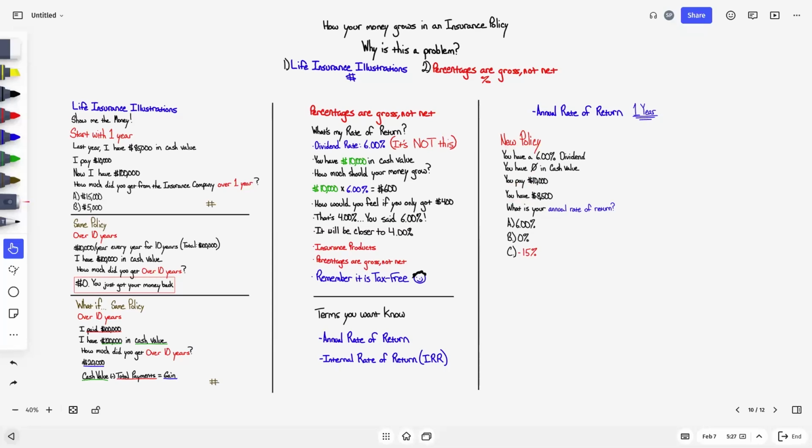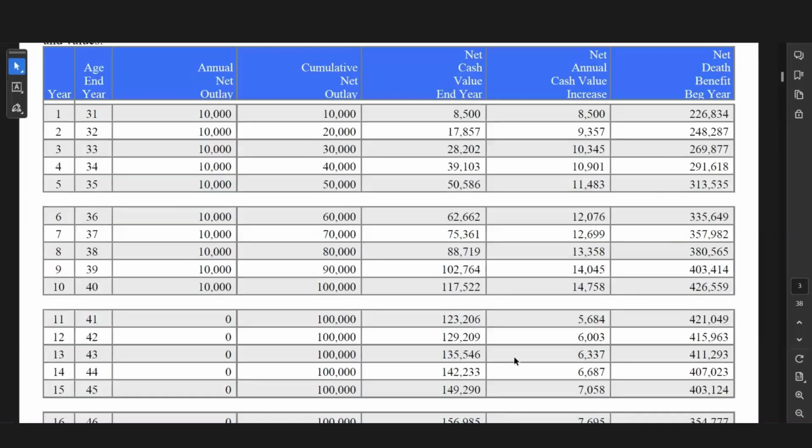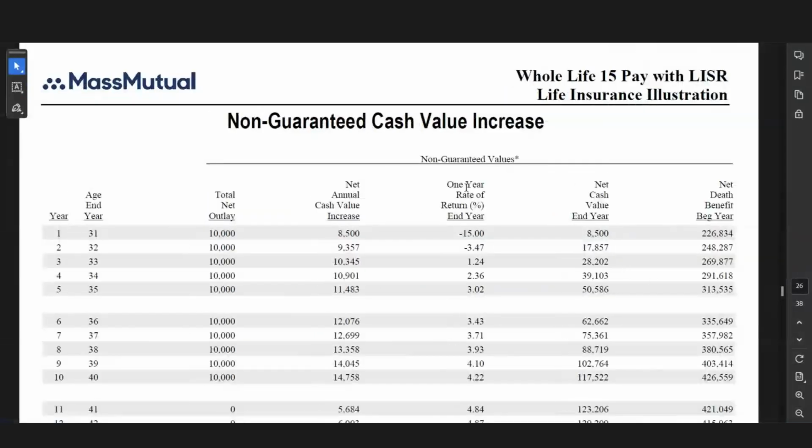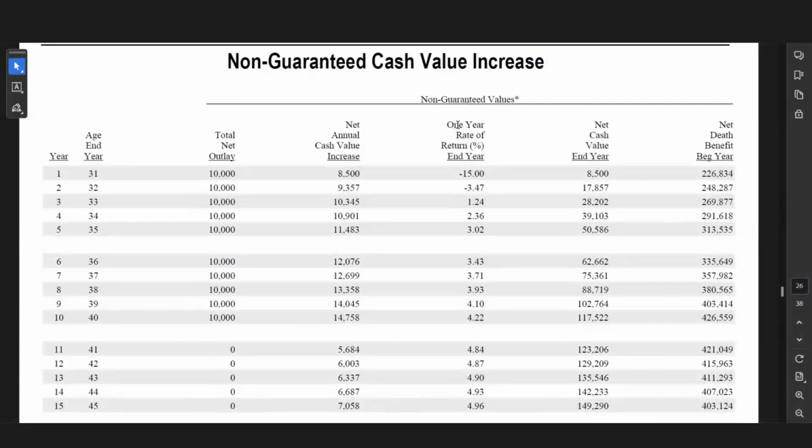So percentages are what we're talking about here. Is it 6%, the dividend rate? Is it 0%? Or is it negative 15%? The answer is negative 15%. Here's how we can tell. What's nice about this, before we look at it on Excel, let's look at it on the illustration, as we can go down to the actual percentages, where the illustration is going to call it 1-year rate of return. So here's the first year return, negative 15% on the life insurance company's illustration. So that's year 1, that's our annual rate of return.